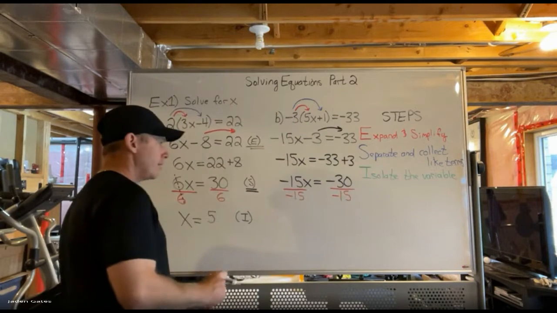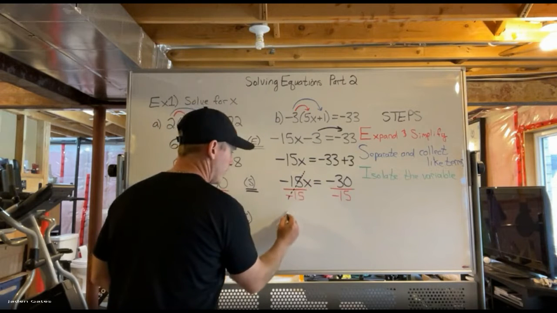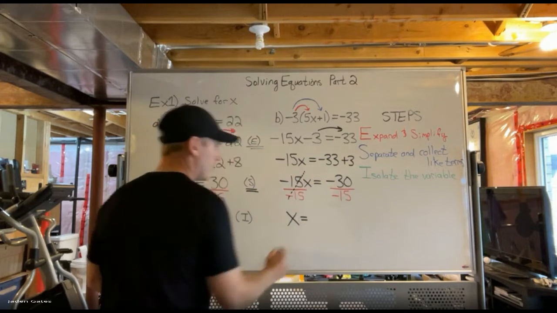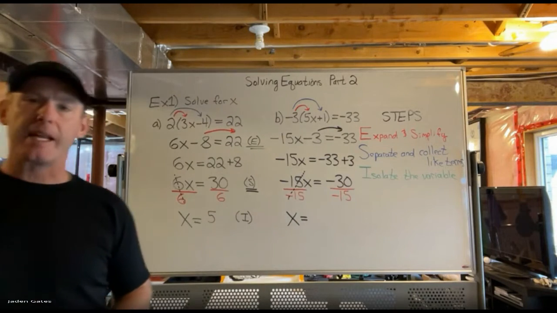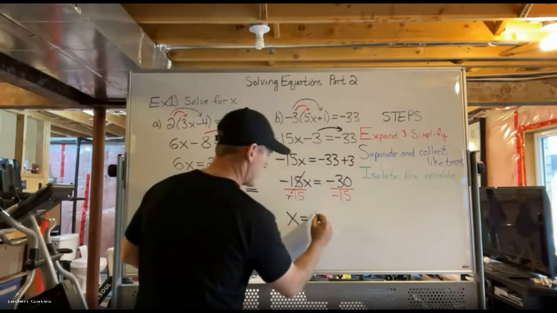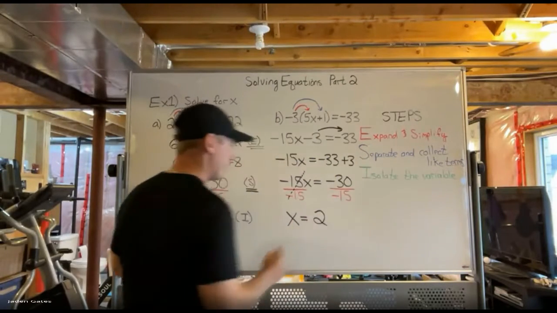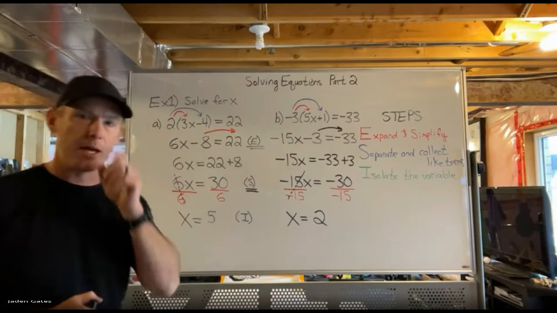There we go. All right, so those negative 15s divide each other out. And so let's see here. I take negative 30 and divide it by negative 15. Again, the signs are the same, so it's a positive answer. And in fact, that answer is a positive 2. There we go. So that's where we're using all 3 letters.